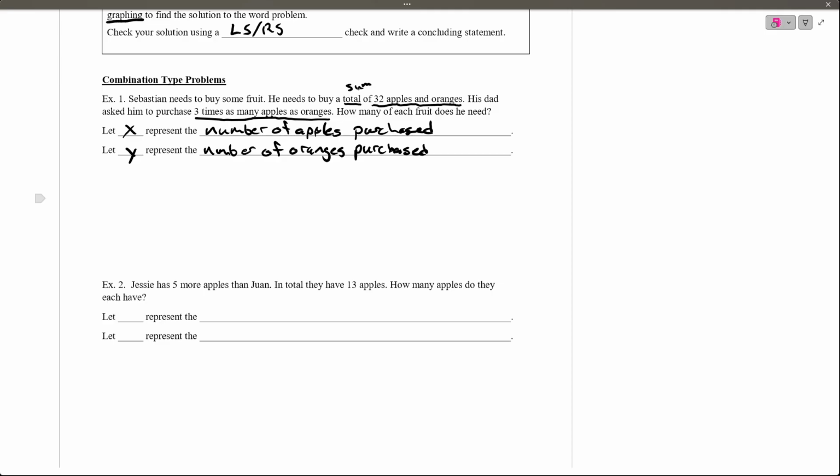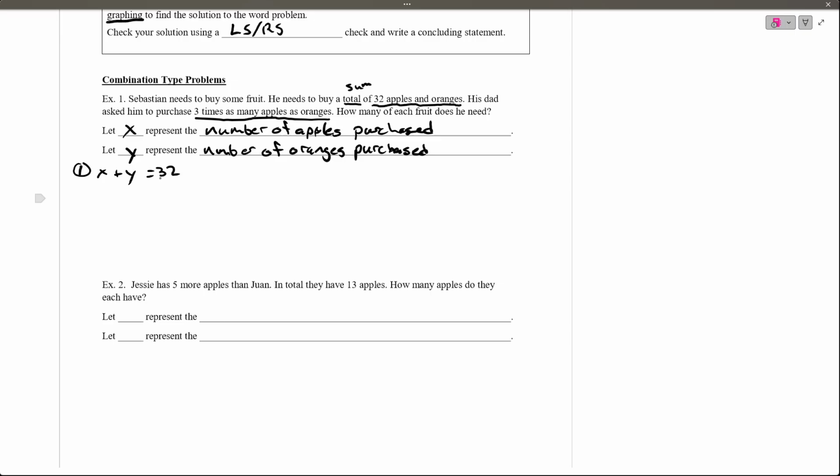So in this case, we see the first one is the most obvious one. We have a sum. A sum of apples and oranges gives us 32. So if we add up the number of apples plus the number of oranges, we get 32. Well, those are our two variables. So that means our first equation is just x plus y is equal to 32.